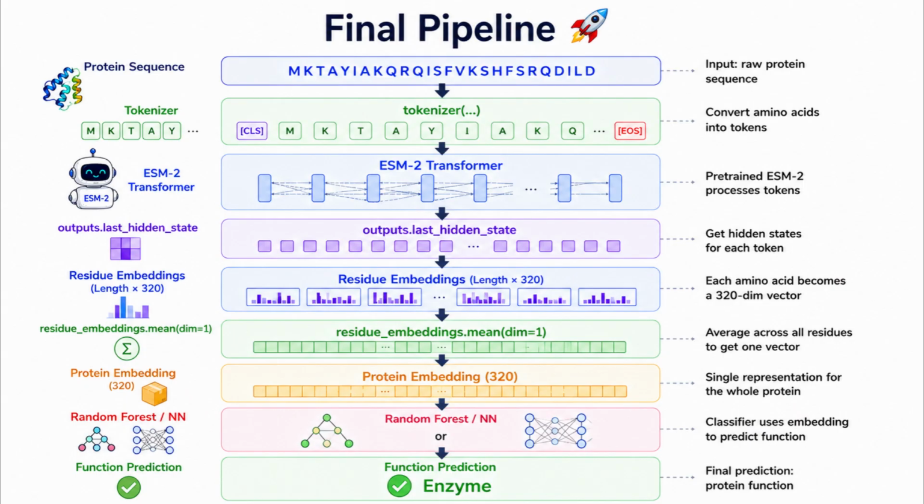First, the protein sequence is converted into tokens. ESM-2 transforms each amino acid into learned residue embeddings. We average those embeddings to create a single protein representation. Finally, a classifier uses that representation to predict the protein's function.